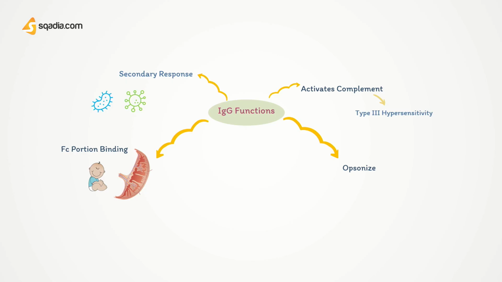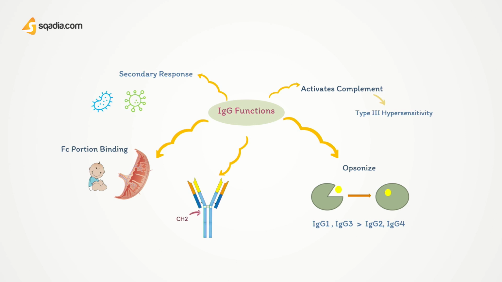Coming to the subclasses, IgG1 and IgG3 are more effective opsonizers than IgG2 and IgG4. IgG also has various sugars attached to the heavy chains, especially in the heavy chain CH2 domain. The medical importance of these sugars is that they determine whether IgG will have a pro-inflammatory or anti-inflammatory effect. Thus, IgG proteins specific for a single antigen that are made by a single plasma cell can possess different properties depending on these sugar modifications.